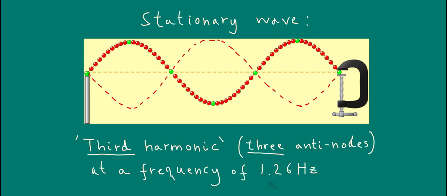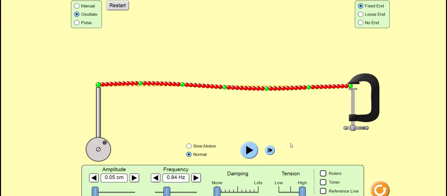Now, there's nothing special about this value of frequency when it comes to the third harmonic in general. It's just that for this particular system, so for this string or rope here and its particular properties such as its length, its mass, tension, etc., it turns out that the third harmonic will occur at a frequency of 1.26 Hertz. Let's see what happens now if we reduce the frequency down to 0.84 Hertz.